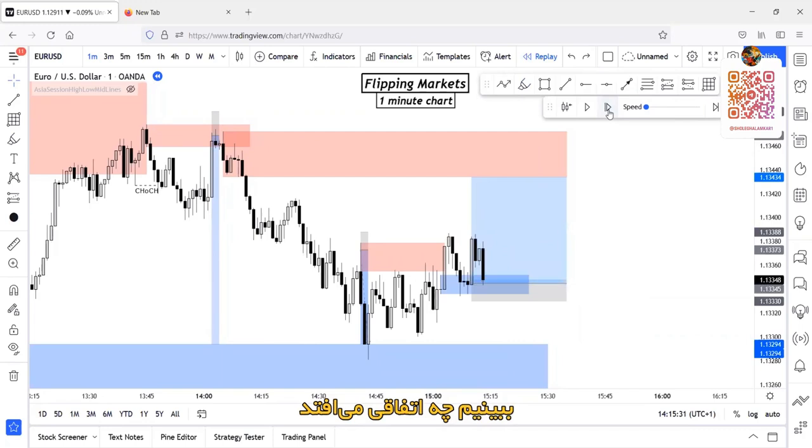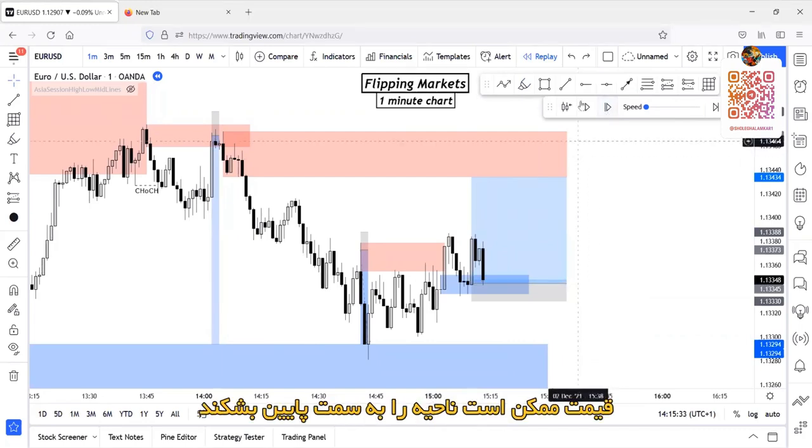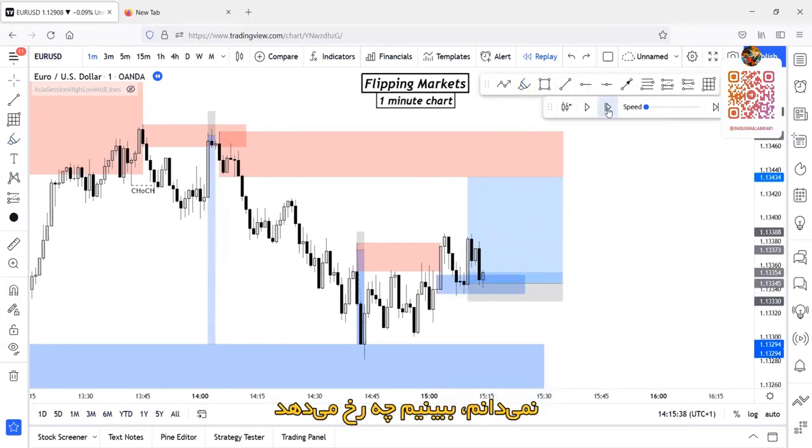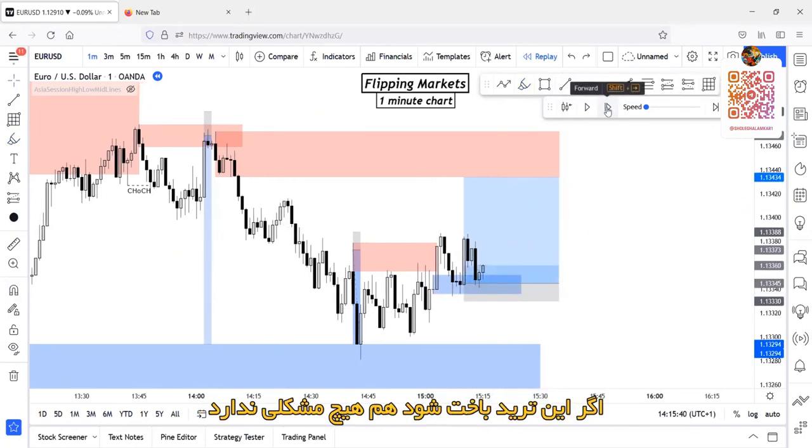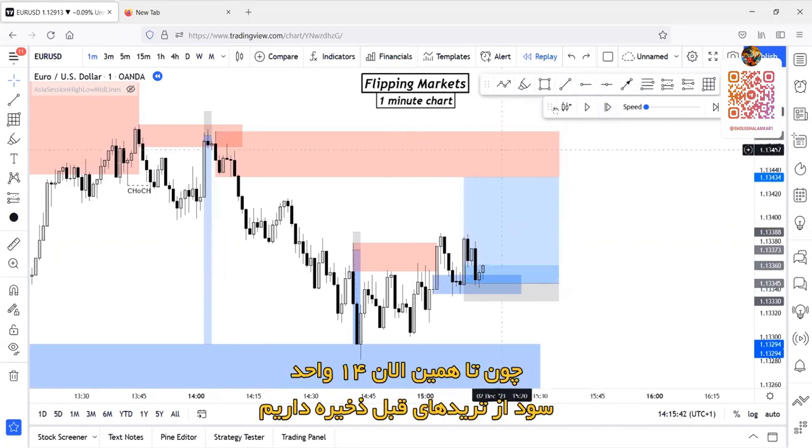Okay, let's see what happens. Okay, price might have broken this zone. I don't know. Let's see. It's actually fine if it's a loss because we booked 13 risk reward so far in this session, so we can take one loss.